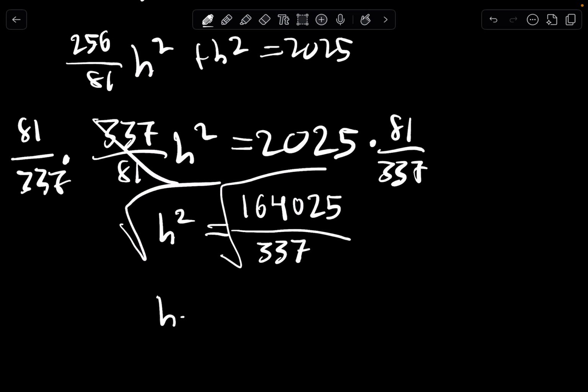So h would be, putting it in the computer calculator right now, Mathway. 164025 over 337. Okay, so now we have our h, guys.